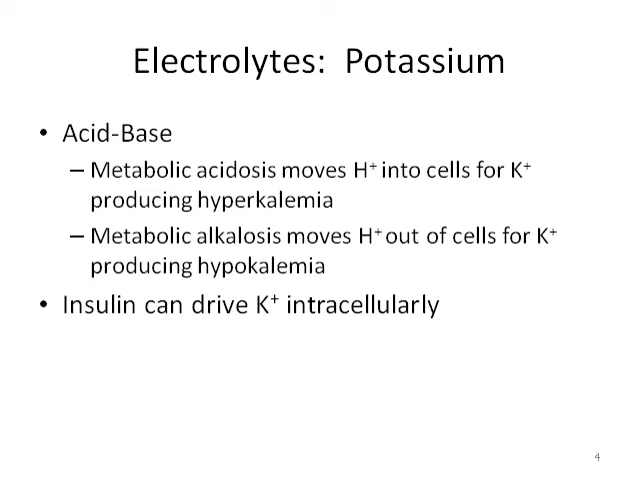It basically will move hydrogen into the cells and swap that for potassium. On the other hand, the metabolic alkalosis moves the hydrogen out of the cells, swapping it for potassium, and we develop a hypokalemia. Insulin tends to drive the potassium into the cells.